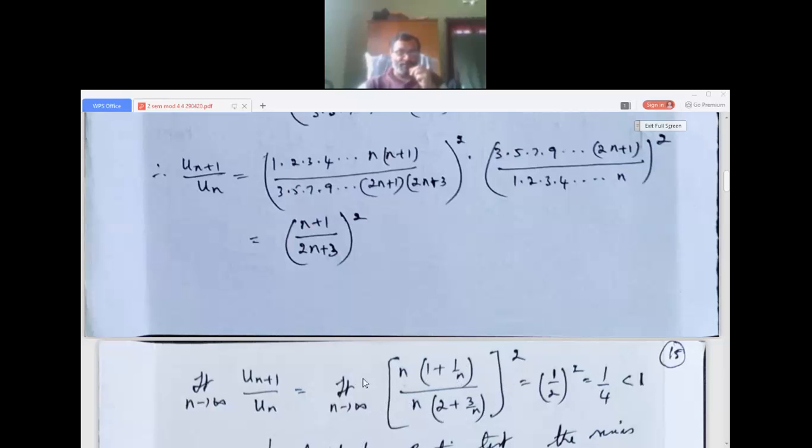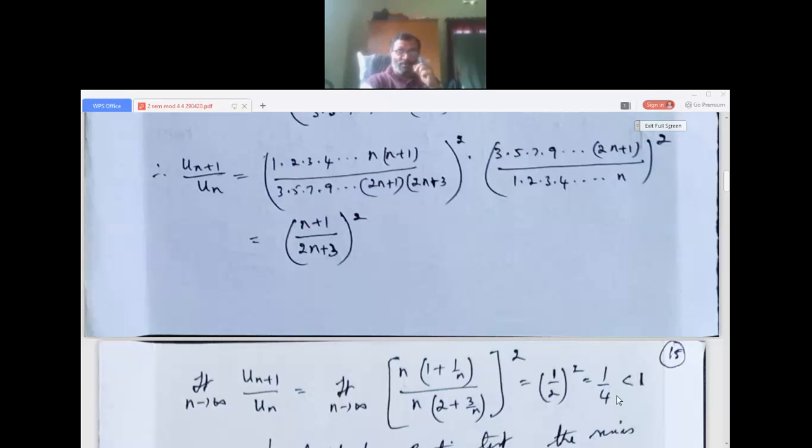So squared. N and n get cancelled. Limit n tends to infinity, 1 by infinity and 3 by infinity are all zeros. So we are left with only 1 by 2 squared, which is equal to 1 by 4. Now we got the limit: limit n tends to infinity of u(n+1) divided by u(n), and the value is 1 by 4.